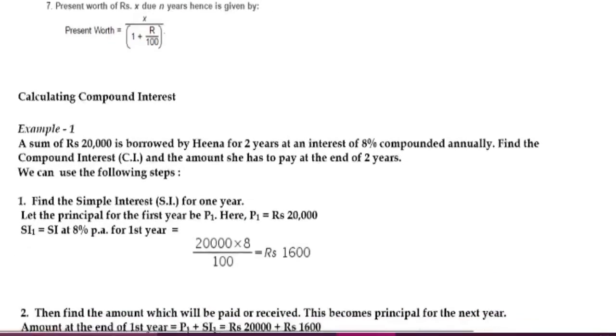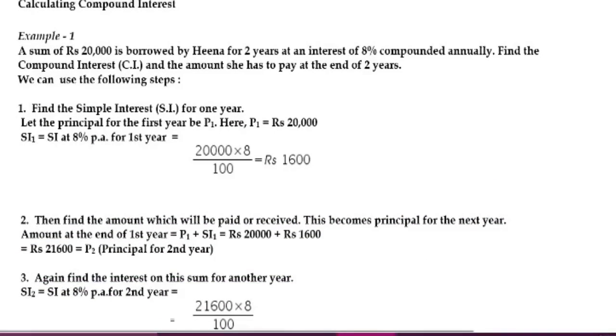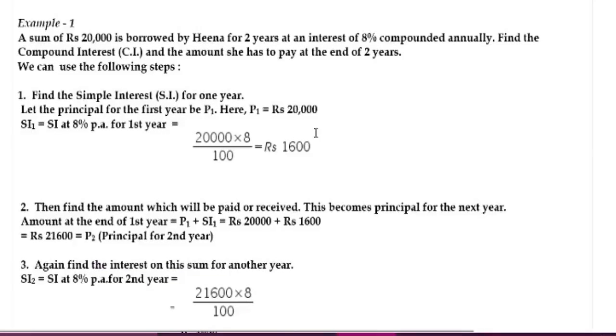Now we can see the example for calculating compound interest. Here, first I will explain how to find the compound interest without using the above formula. So we can calculate the compound interest in two ways: one is by using the given formula, or without using the formula also we can find the compound interest. So first we will see example 1. A sum of 20,000 is borrowed by Hina for 2 years at an interest of 8% compounded annually. Find the compound interest and the amount she has to pay at the end of 2 years.